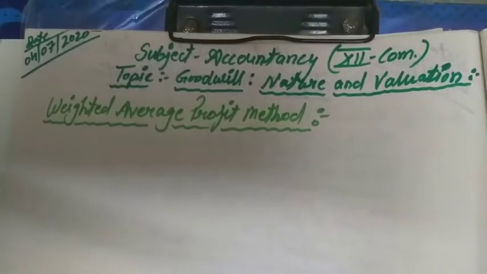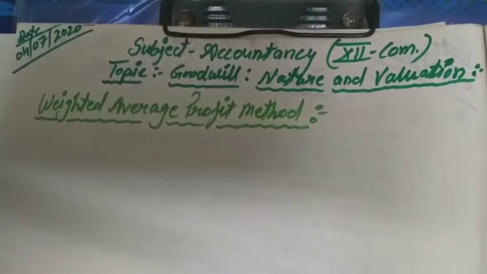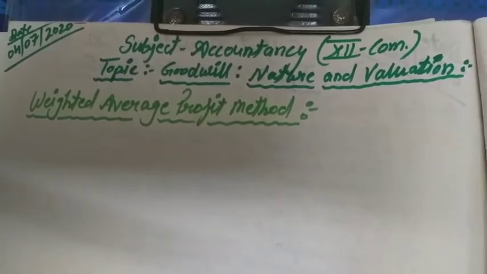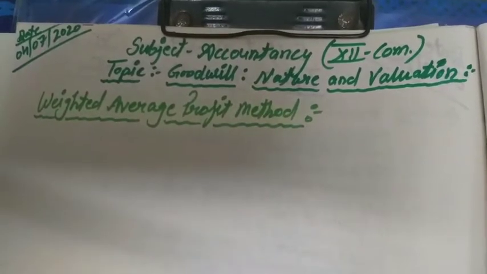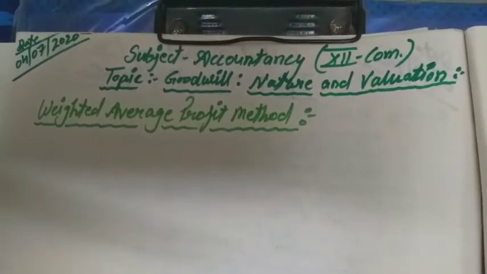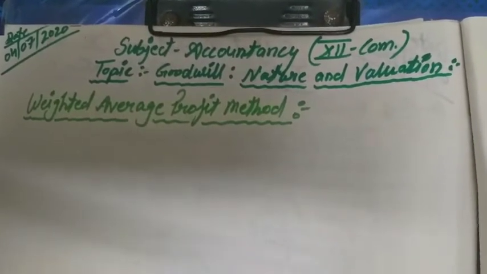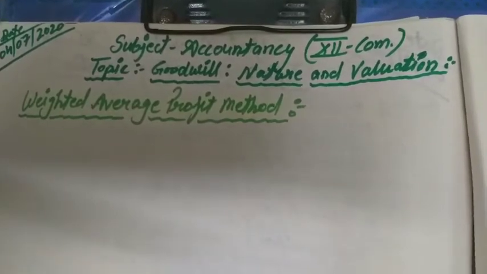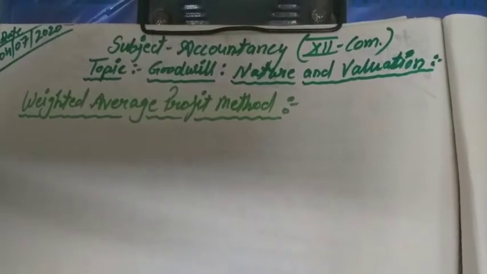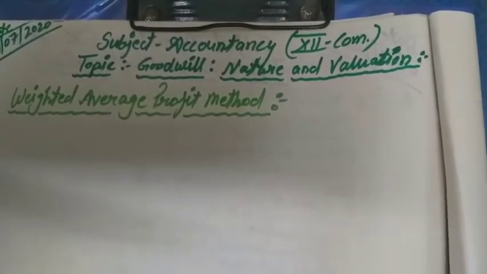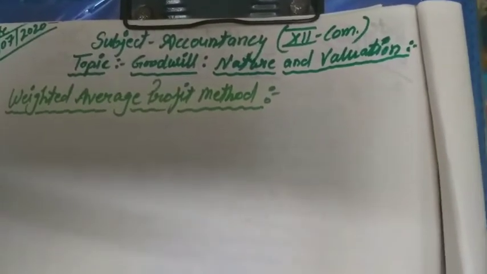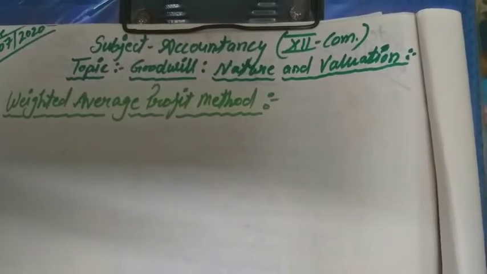So without wasting much time, now I am coming to my topic for today, which we are going to learn. In the last class, we learned valuation of goodwill by the average profit method. Under that is the simple average profit method. One more part is there, the weighted average profit method, and it also comes under the average profit method. Two methods come under the average profit method.